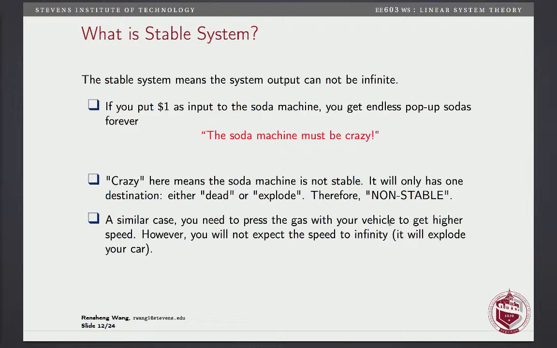A similar situation here: if you have a system and you want to make it stable, you have to make sure the output can never achieve infinity. Just like when you drive a car, you have some gasoline as the input. You press the engine and get high speed, but you can never expect the high speed to go to infinity. If the speed goes to infinity, what happens? The only destination is to explode your car.